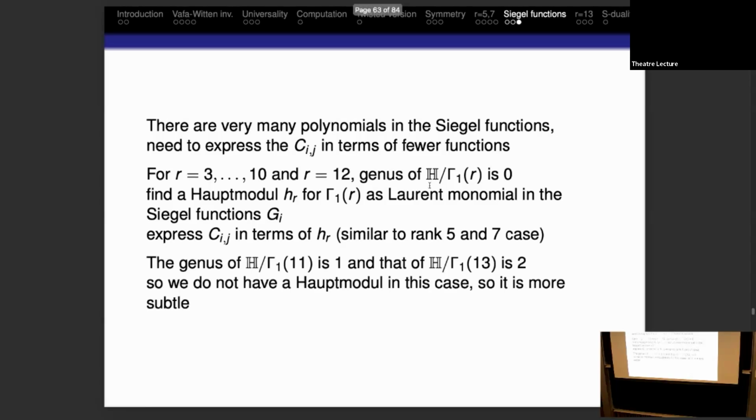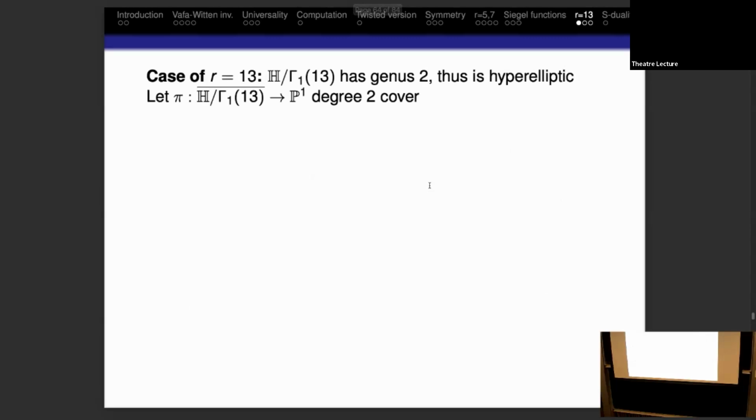Now it's more complicated if one goes beyond. H modulo Gamma_1(11) has genus 1, and H modulo Gamma_1(13) even has genus 2. So we don't have a Hauptmodul in that case, because the rational functions on this are not just rational functions in one variable. So it's a bit more subtle. Just to illustrate, we want to look at the most complicated case, which is the case of rank 13, where it also seems to work.